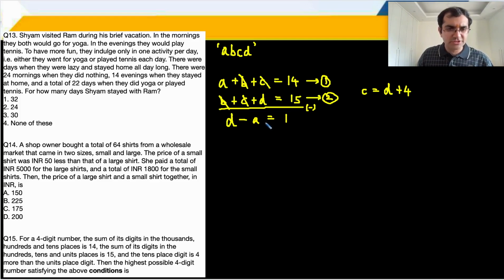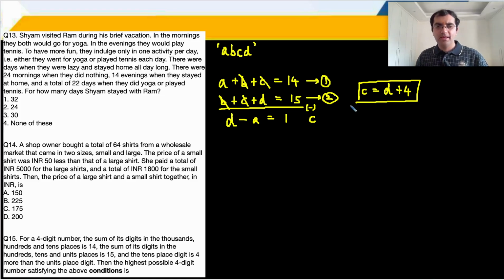Highest possible 4-digit number satisfying the conditions. Okay. So now I get D minus A is 1 and I have the value of C from over here as D plus 4. And I want the largest possible number. Largest possible number will basically imply that A should be maximum. That's when you'll get the largest possible number, right? So when can A be maximum? For example, 10 minus 9 is 1, but D cannot be 10. D is a single digit. So I go for 9 minus 8 is 1.